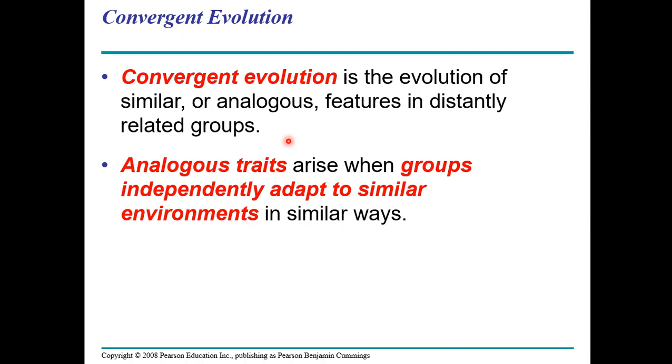Okay? So, analogous traits arise when groups independently adapt to similar environment. Ano yung sinasabi ko? Similar environment in similar ways. Okay? So, since they need flying, yung bat tsaka yung butterfly, they will have to have flying as their function. Okay po? So, that's the convergent evolution.